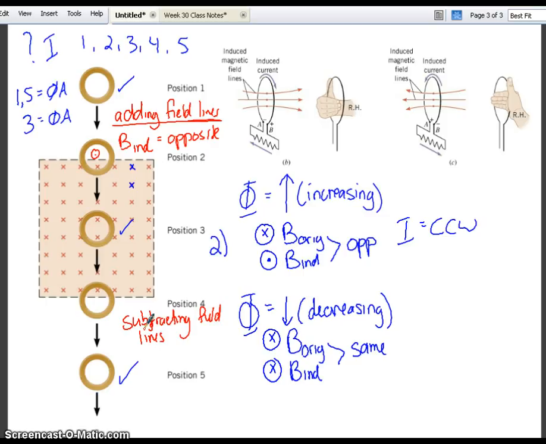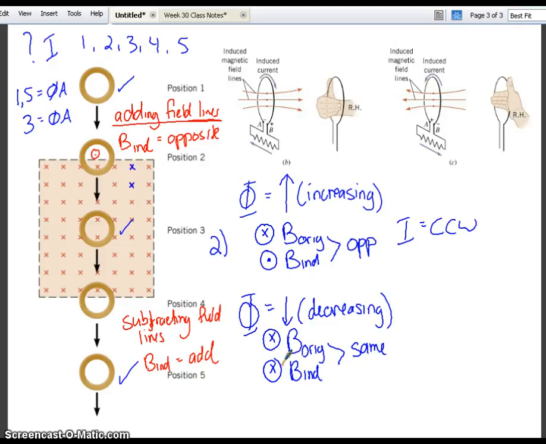Because we are subtracting field lines, because we are making less of a magnetic field, the induced current wants to add. So before, the original and the induced magnetic field were opposite because when we added, we wanted to subtract. Now that we are subtracting field lines, the induced current wants to add. So it's going to add on to the original. So if the original is going into the page, then the induced current is going to go into the page as well.